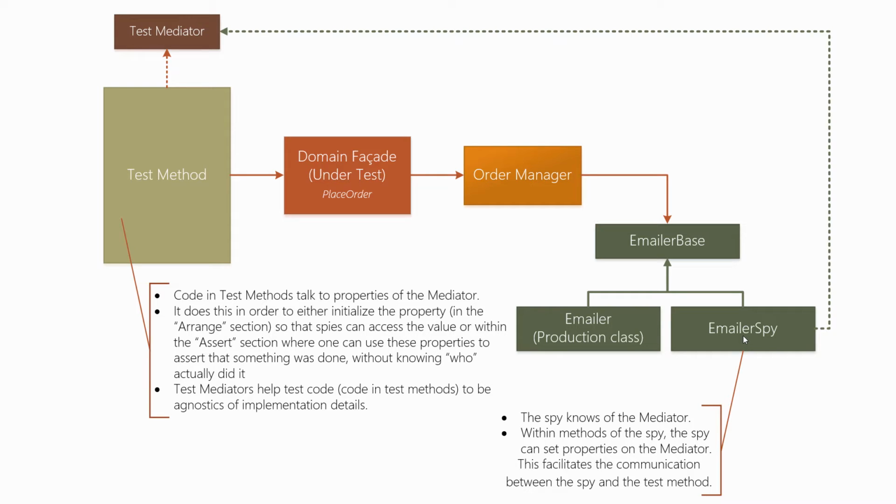The email spy in turn has a dependency on the test mediator. So if you were to kind of ignore all of this portion here, you realize all that's really happening is that the test mediator is mediating between the test methods and any other classes, in this case our email spy.